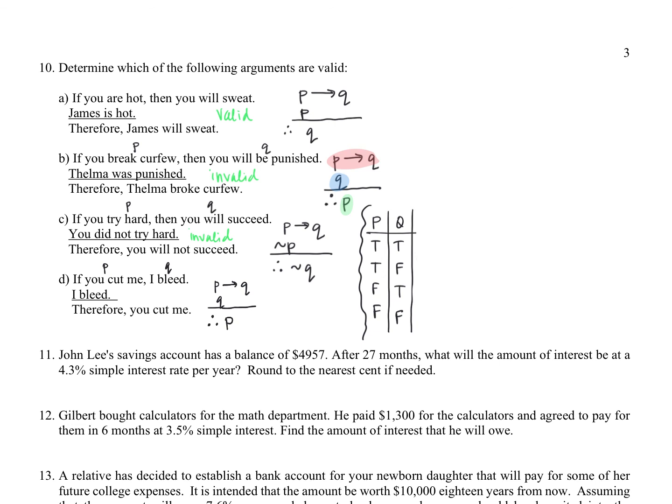Now, if you look, this is actually the exact same scenario we have in part B, right? It's the same letters in the same order. We already know that that is invalid, so there's no point in doing a whole truth table again. We can just say it's invalid because it's the same thing.